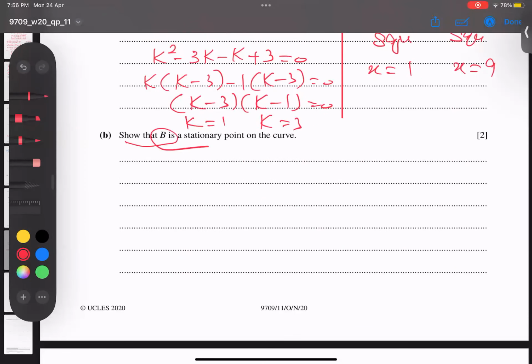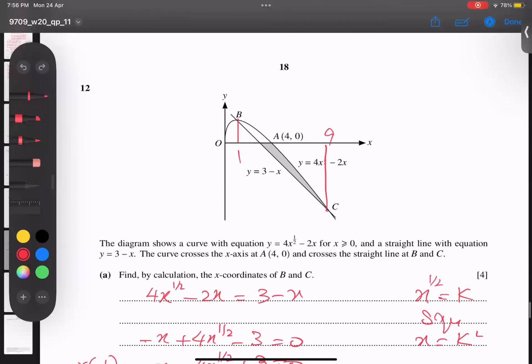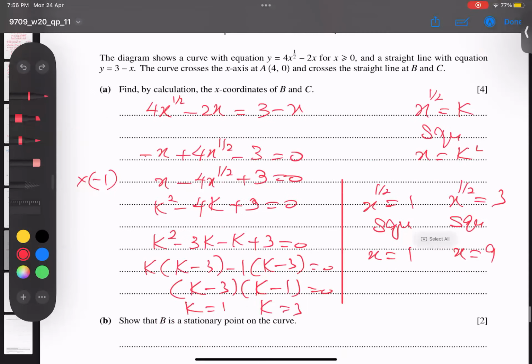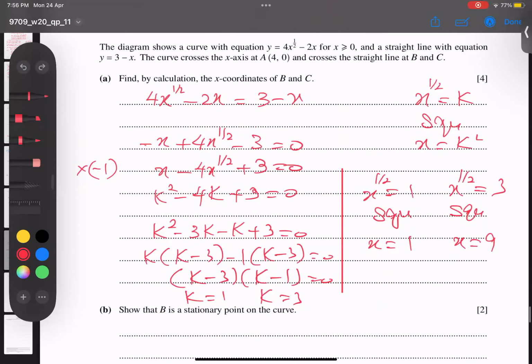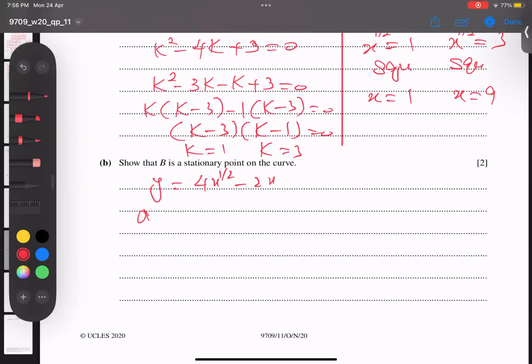Next part: show that B is a stationary point on the curve. So what is the technique, students? I will find the derivative of 4x to the power half minus 2x. All of you know differentiation is dy/dx. The half comes down and the power goes one less, and 2x becomes only 2. This cancels out, we get 2 over root x. Root x goes down and the positive half becomes that. And I will set the derivative equal to 0.